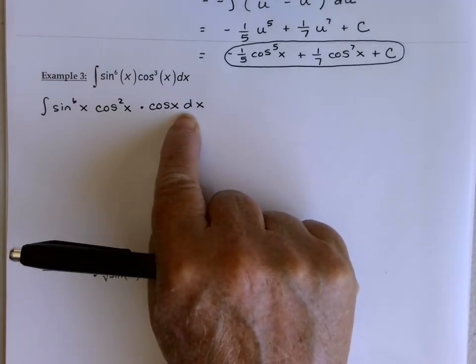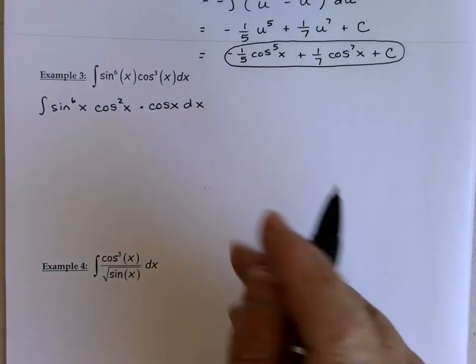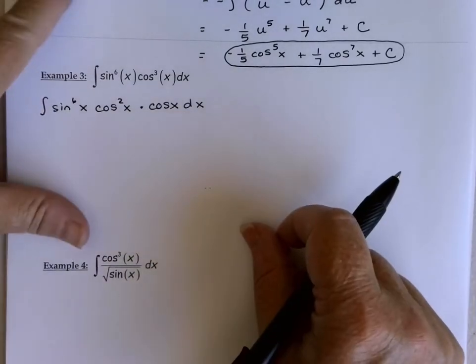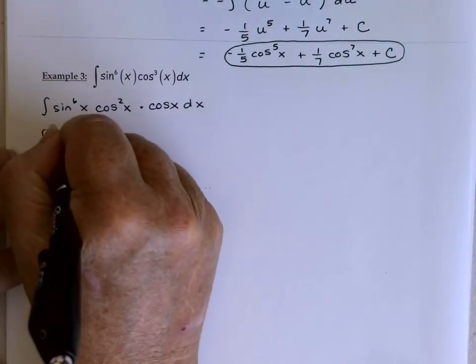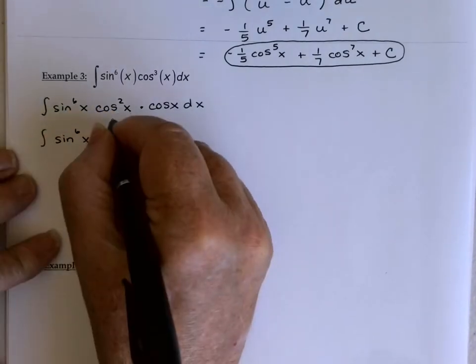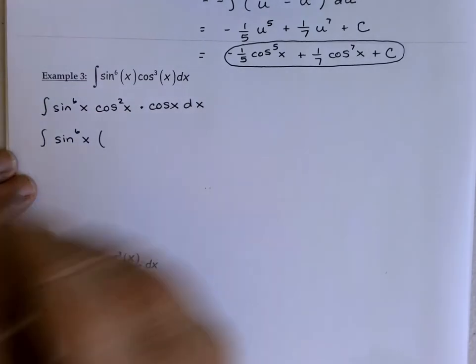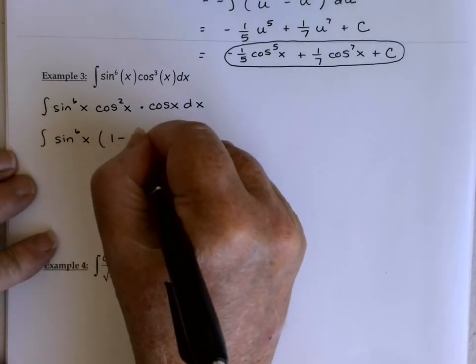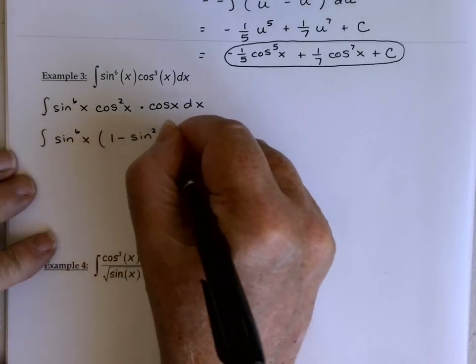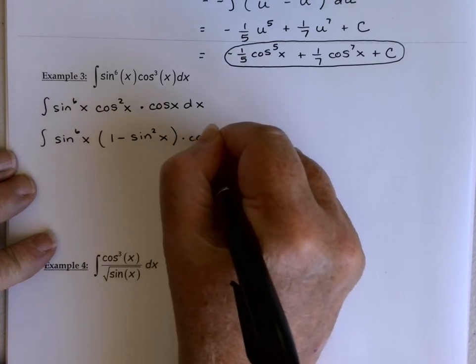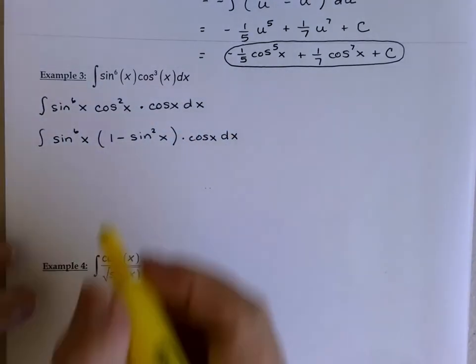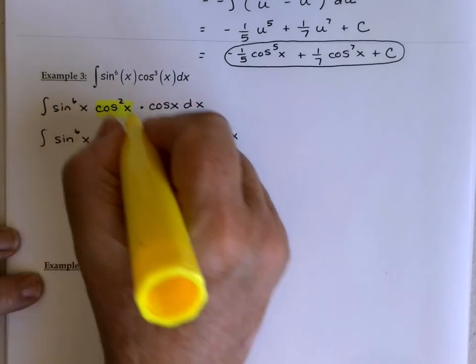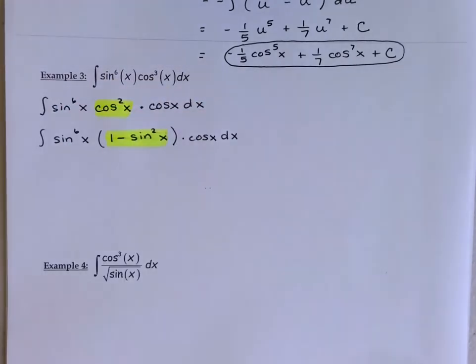And just like before, I wanted everything as cosines, now I want everything sines. So I'm going to leave the sine to the 6th the way it is, and then I'm going to replace the cosine squared with 1 minus sine squared of x. Same identity, just solved a different way, right? It's the same Pythagorean identity.